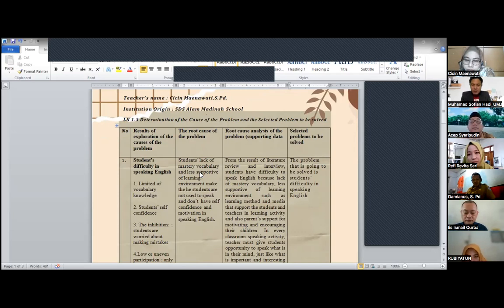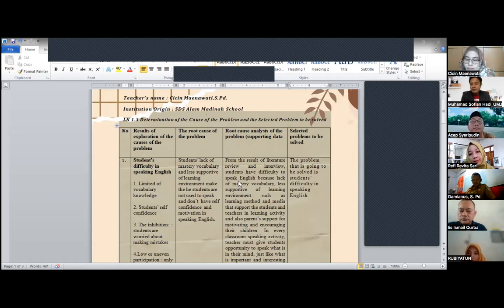You come up with only one, and that's what we call the root cause of the problem. What is it that is really important that made the student face difficulty in speaking English. And then next one, the root cause analysis of the problem. You're going to analyze the previous root cause of the problem. So if you mention mastering vocabulary, less supportive, then you have to elaborate on that one.